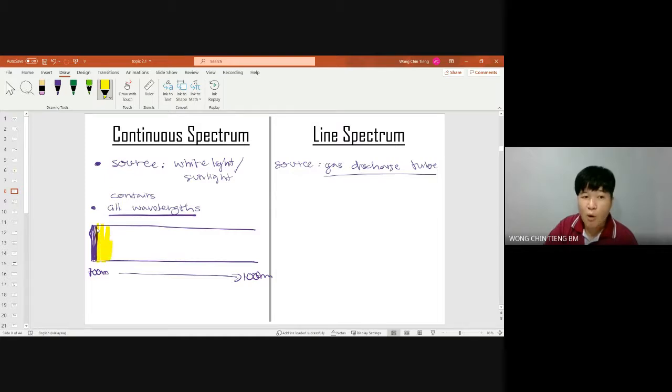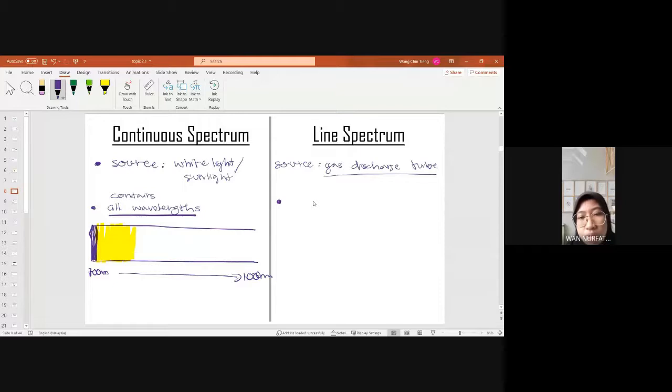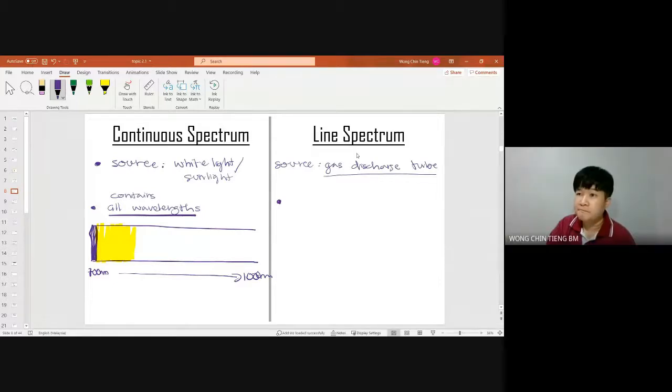So it contains all wavelength. Tak ada satu empty space. Semua wavelength tu wujud dalam continuous spectrum. Itu pun nama continuous spectrum. Betul? Alright? Fatin dan Soha? What about line spectrum? Apa dia, Madam? What about line spectrum?